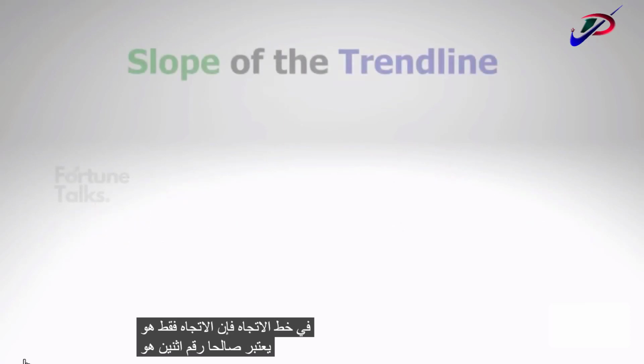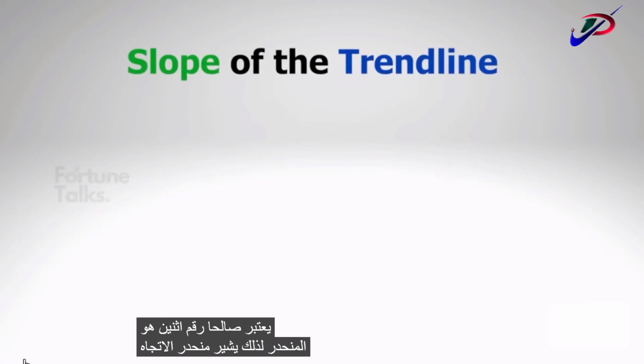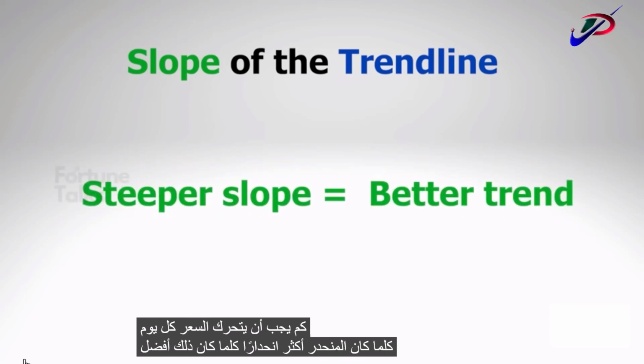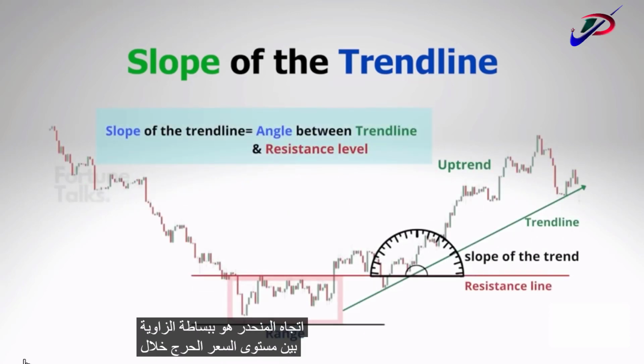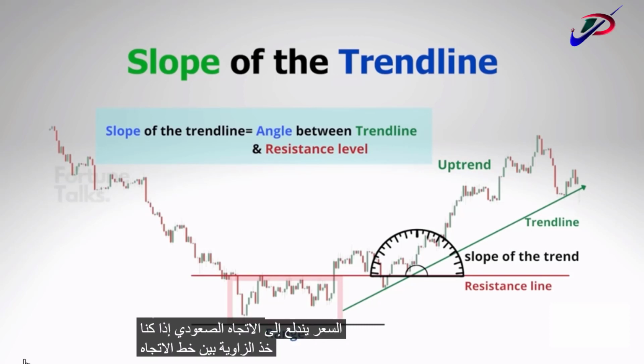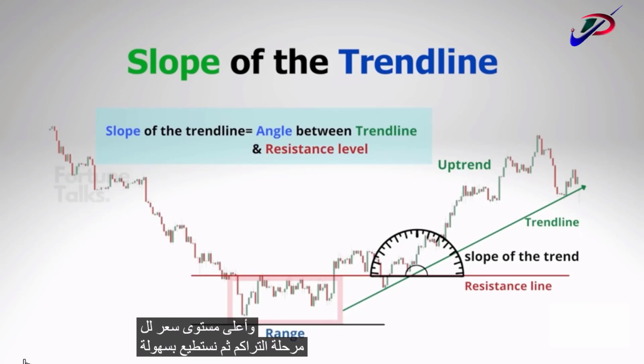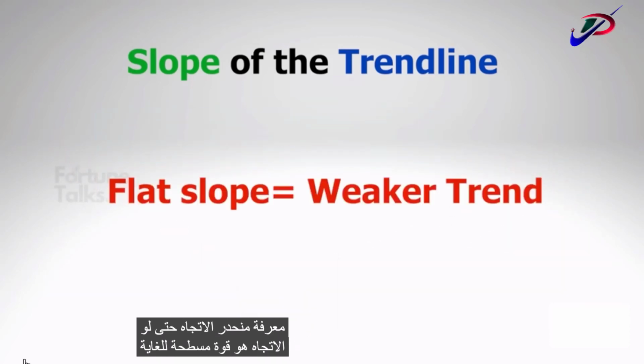Number two is the slope. The slope of a trend indicates how much the price should move each day. So the steeper the slope, the better the trend. The slope is simply the angle between the critical price level during a consolidation and the trend line. So if it was an accumulation phase and the price breaks out to an uptrend, if we take the angle between the trend line and the top price level of the accumulation phase, then we can easily find out the slope of the trend. So if the trend is too flat, strength is considered to be weak or dull.